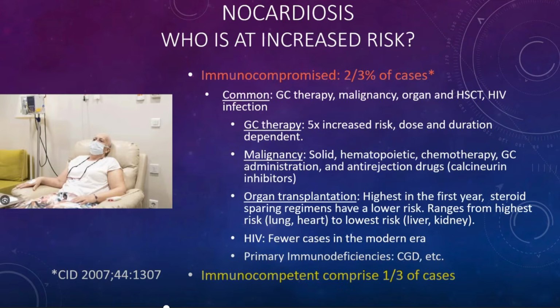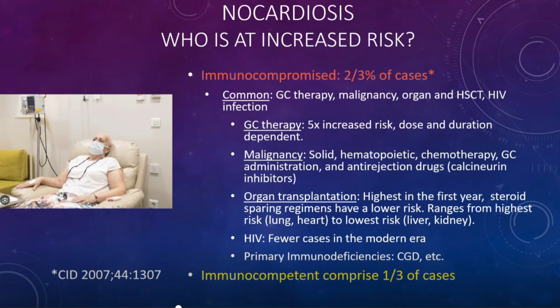As far as who is at increased risk, about 2/3 of cases occur in the immunocompromised. And these can be patients with solid organ malignancy, organ transplantation, either solid or hematopoietic stem cell patients, HIV infection, but an especially significant risk factor is glucocorticoid therapy. As far as malignancy, patients with solid tumors, hematopoietic tumors, and those on calcineurin inhibitors are at particular risk.